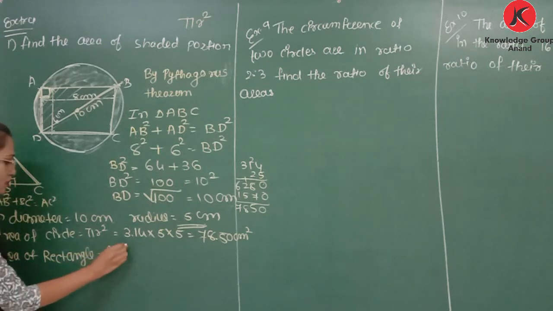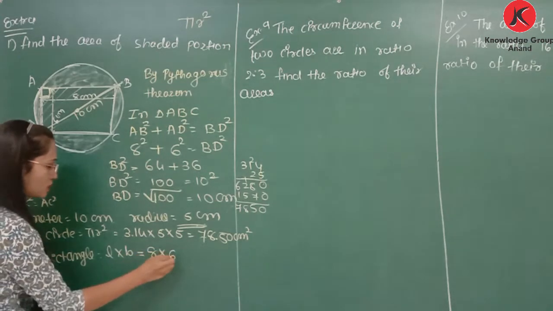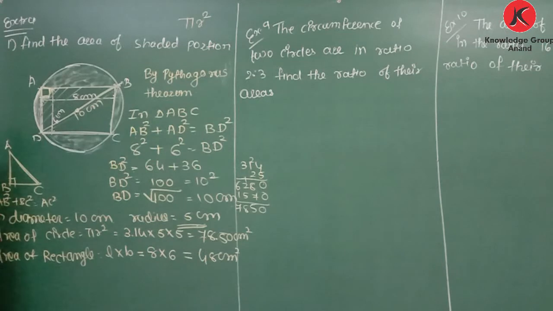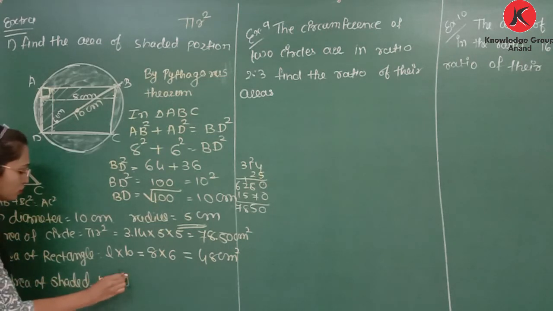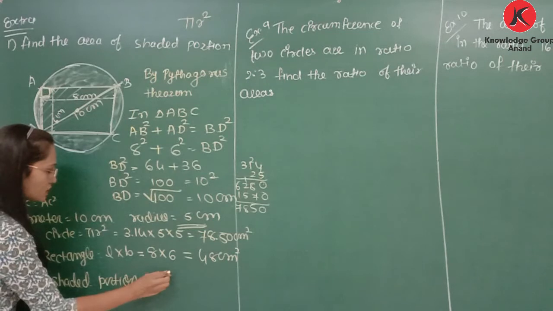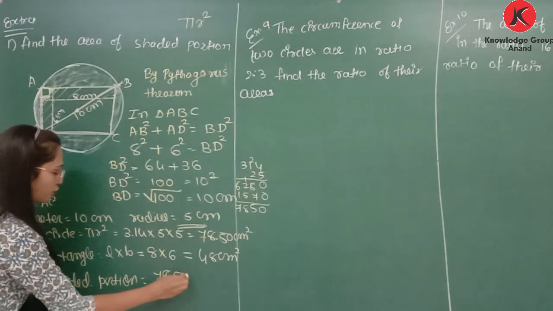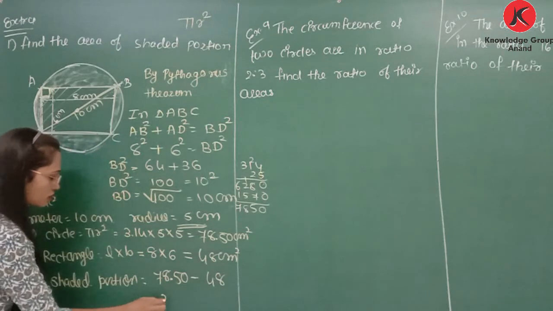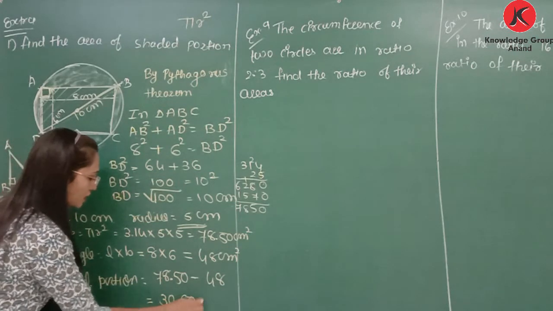Now the area of the rectangle. That is length multiplied by breadth. For the rectangle, length is 8 and breadth is 6. So 48 centimeter square. So the area of the shaded portion is equal to the area of the circle, that is 78.50, minus the area of the rectangle, that is 48. So it is 30.50 centimeter square.